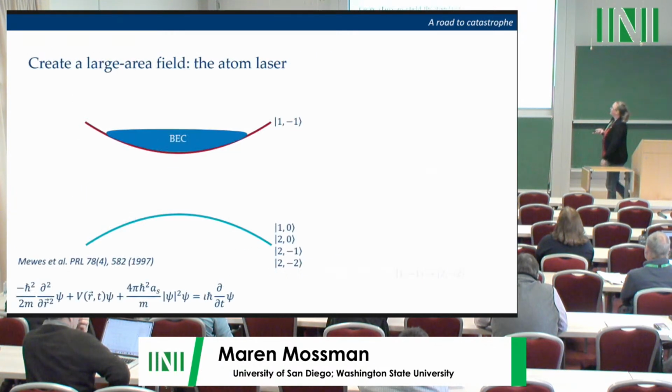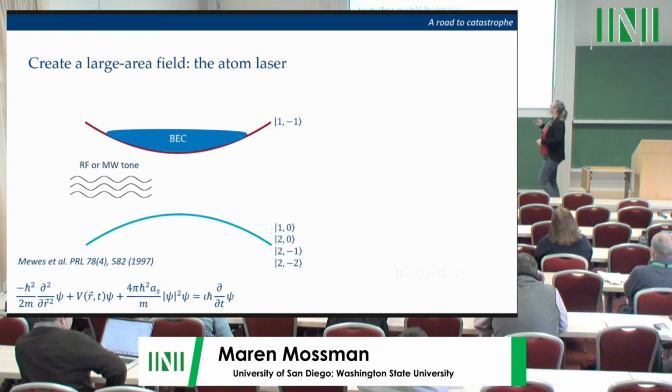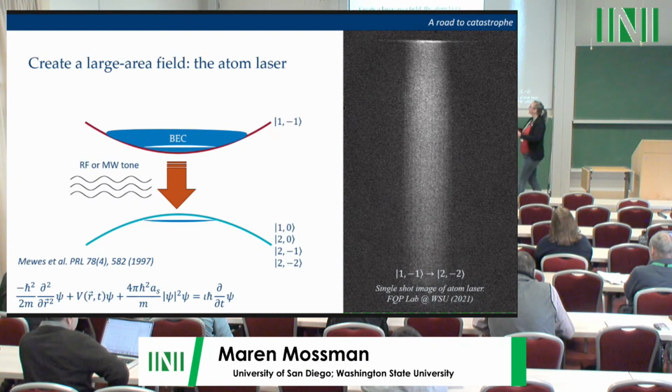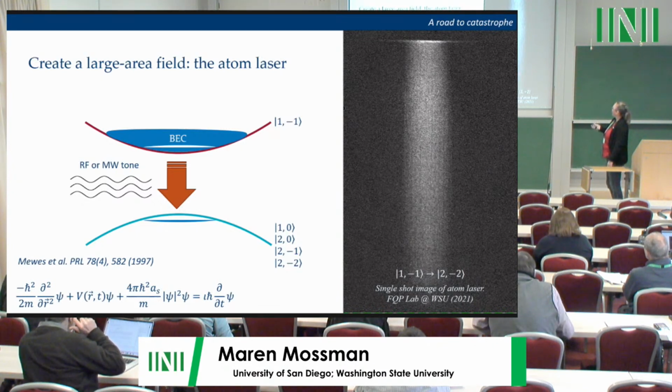But then what we want to do is take a slice out of our BEC and flip it to a different state. And so what we do is we apply an RF or a microwave tone, which then outcouples atoms into one of these 4 states. These 4 states do not like to be magnetically trapped, and so they will fall out of the BEC, out of the trap. This is because that magnetic confinement isn't really helping it anymore. They're just kind of falling. So this is a single image of what our atom lasers look like.